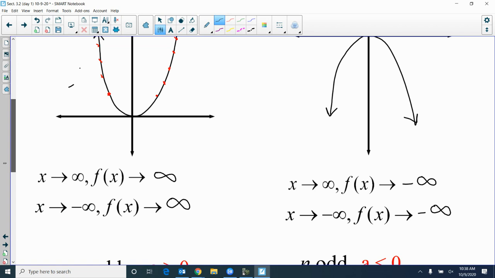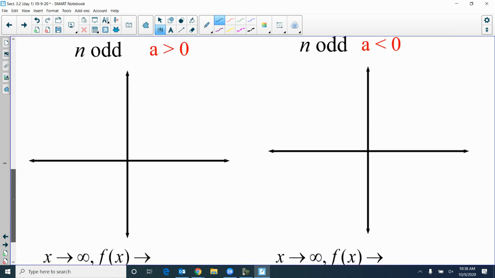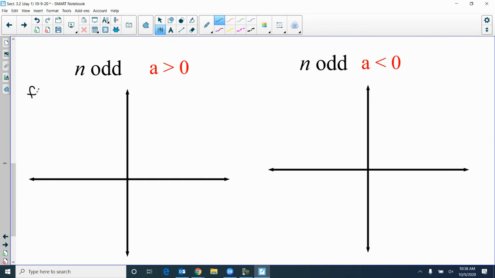All right, what's that one next to it? It says n is odd, a is greater than 0. All right, so n is odd, a is greater than 0. So that would just be f of x. A real simple one is x cubed. 1x cubed. All right, graph that if you don't remember what it looks like.